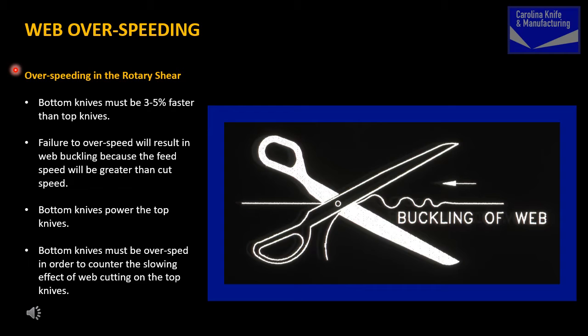Before we leave this scissor example, I want to cover the overspeeding of your bottom knives in any shear setup. Because your top knives are powered by your bottom knives, and because of the fact that the slitting process itself will have a slowing effect on your top knives, you need to overspeed your bottom knives by a factor of 3 to 5% to prevent a buckling or a backup of the incoming web being cut.